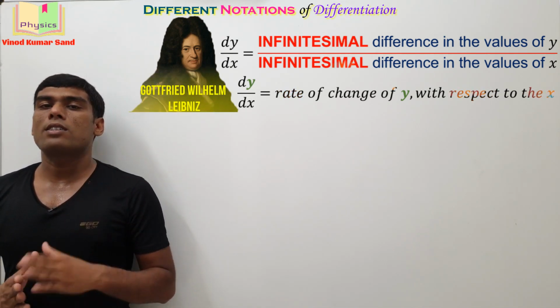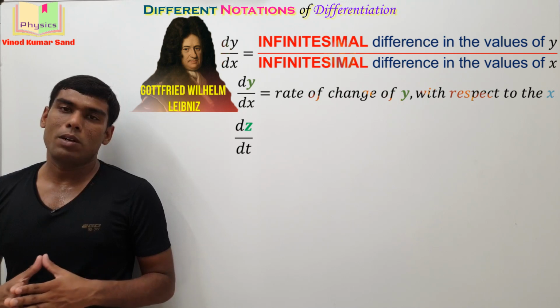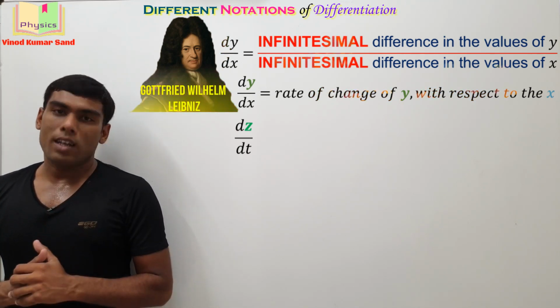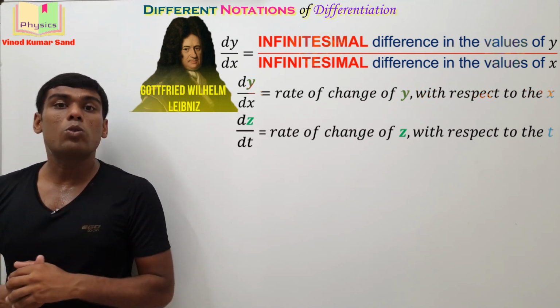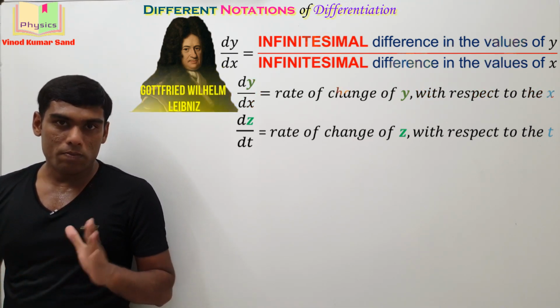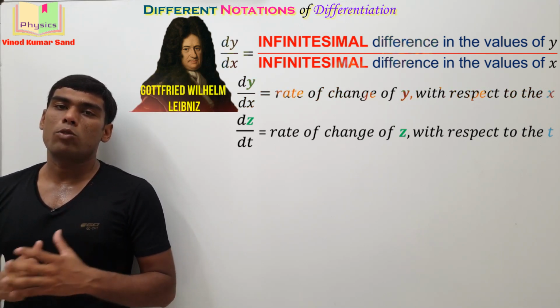Suppose I write it as dz by dt. What you will pronounce? Write in the comment box. Correct. The rate of change of z with respect to time t. Okay. Suppose I write dA by dB. How you will pronounce it?